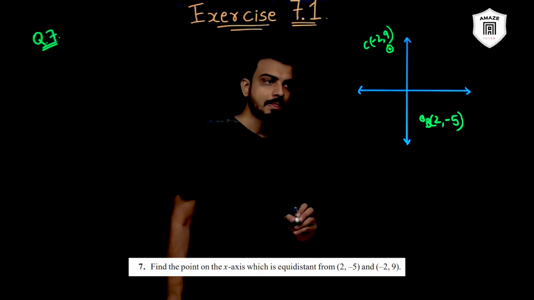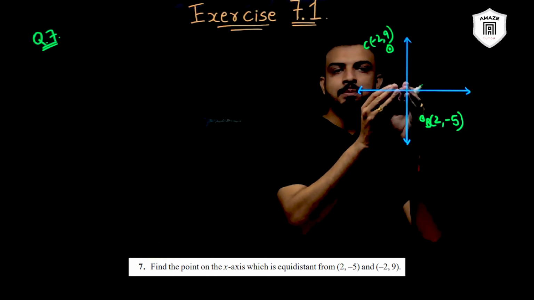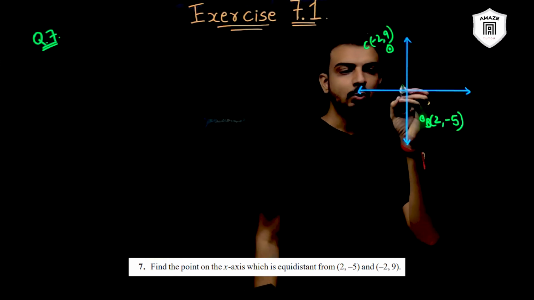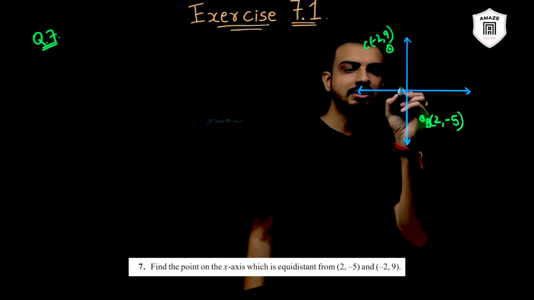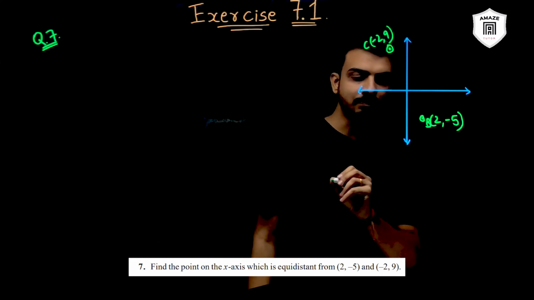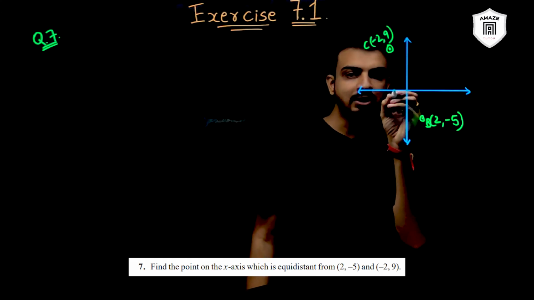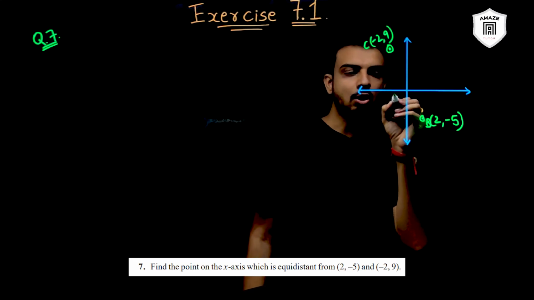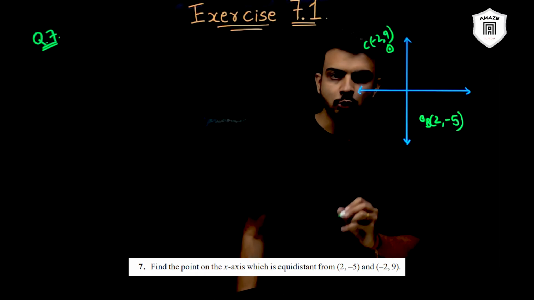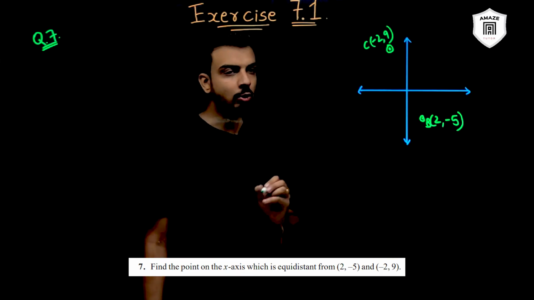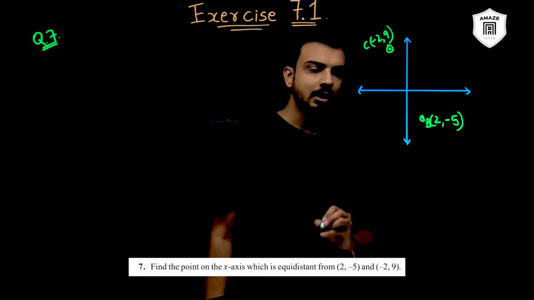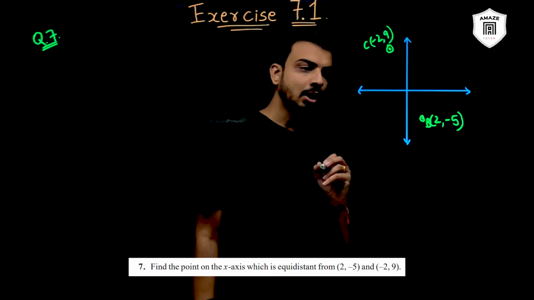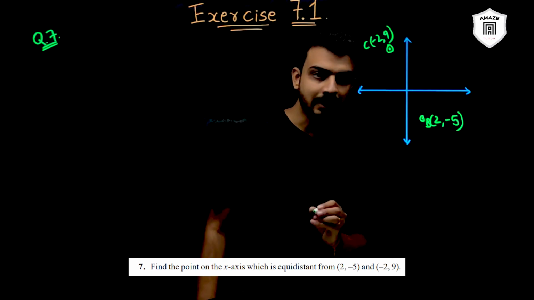Now, there are infinite points on the x-axis, right? We cannot check each point for its distance from here to here. So we need to figure out the exact point where if we join this and join this, they are of equal distance. So what we are going to do is, we are going to use the distance formula here. Next thing is, we have to figure out a point on the x-axis, right?